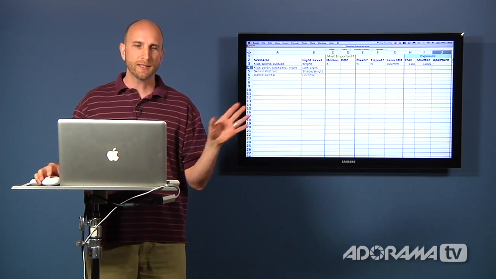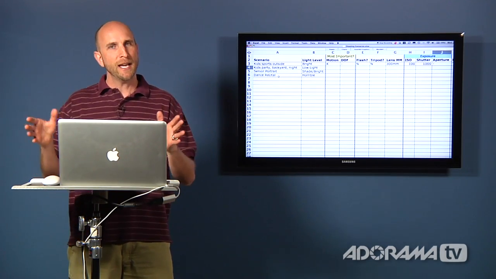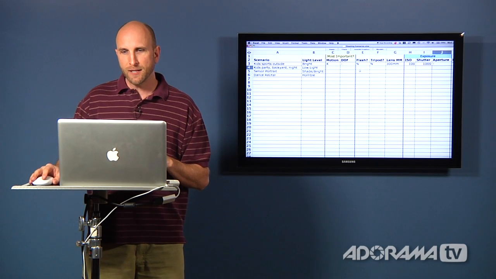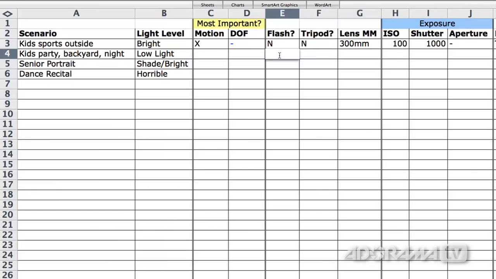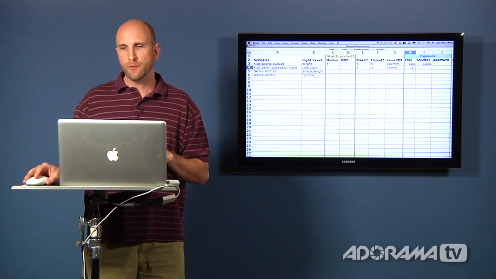So what we're going to do here is talk about shooting our kids' party in the backyard at night. So let's talk about the equipment that we have. So let's say, yes, we have a flash. We're not going to use a tripod because kids move around too much. And since we're shooting at night, we have our favorite lens, which might be a 50mm lens. And so we've got that.